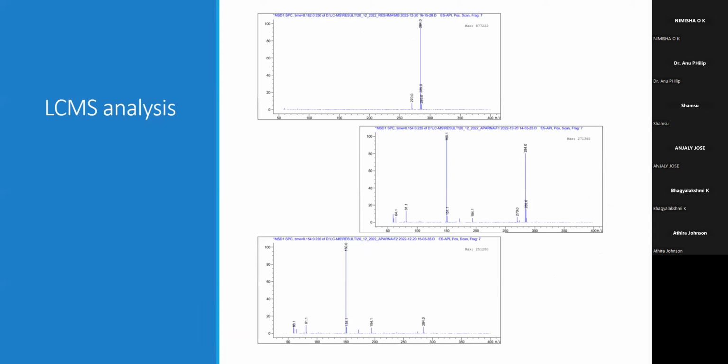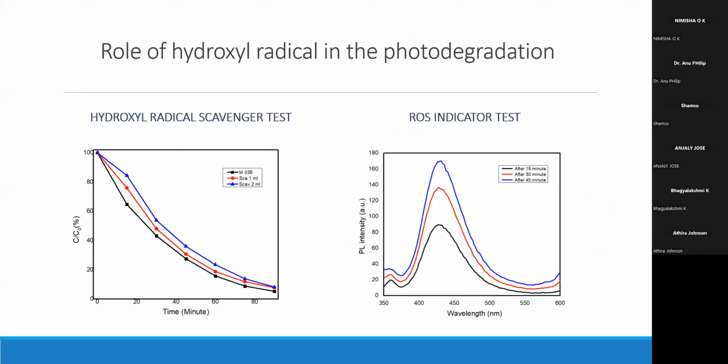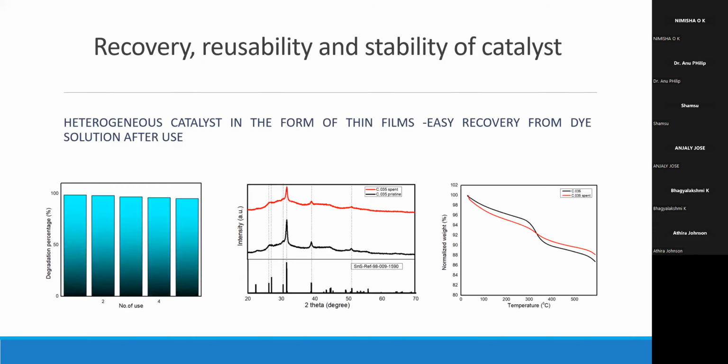LCMS analysis data of the methylene blue solution before and after catalytic treatment is shown here. This is the initial solution, and this is the LCMS graph of the solution after catalytic treatment. A decrease in the methylene blue peak and emergence of new peaks indicated that it's not adsorption but degradation. And the decrease in the catalytic activity in the presence of an OH radical scavenger confirmed the role of OH radicals in the degradation process. To confirm it, we conducted an OH radical indicator test using terephthalic acid also. And as it is a heterogeneous catalyst in the form of thin films, it's very easy to recover the catalyst from the solution after use.